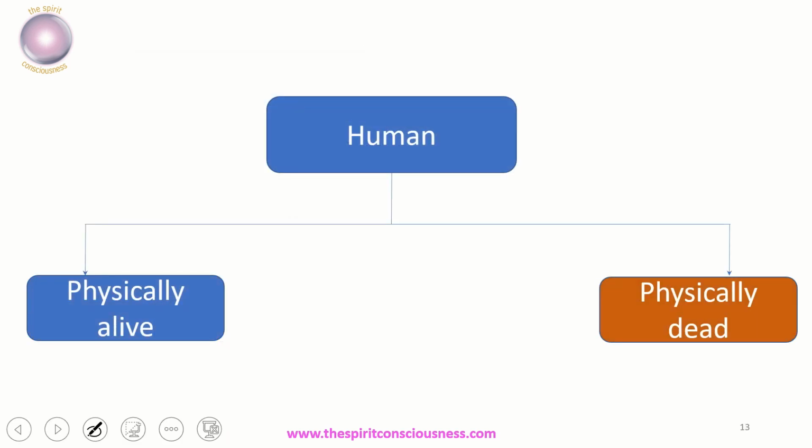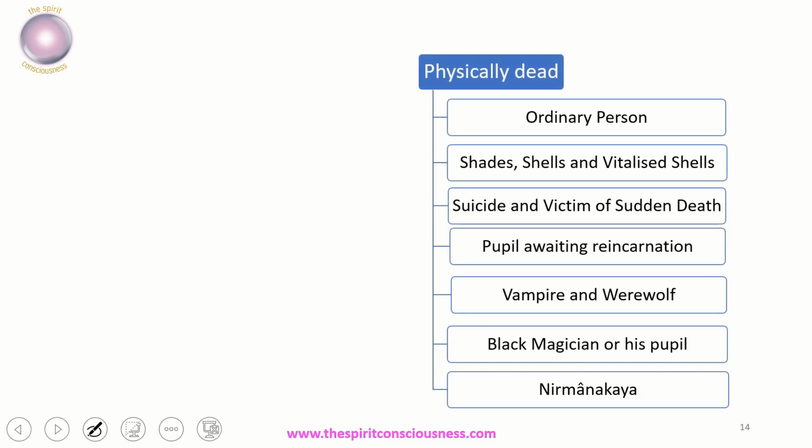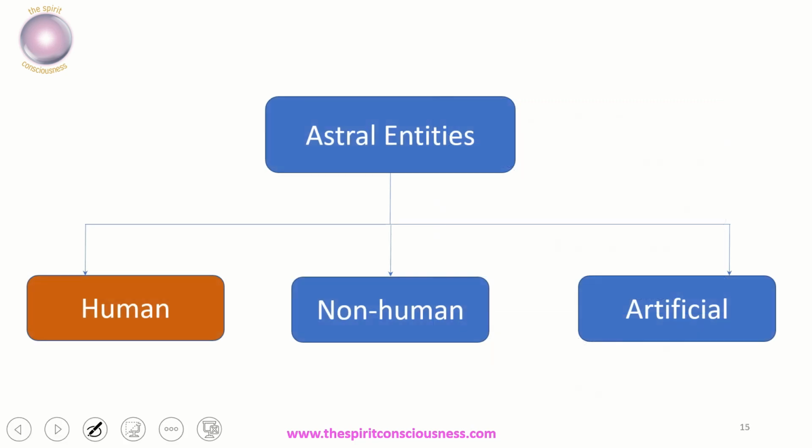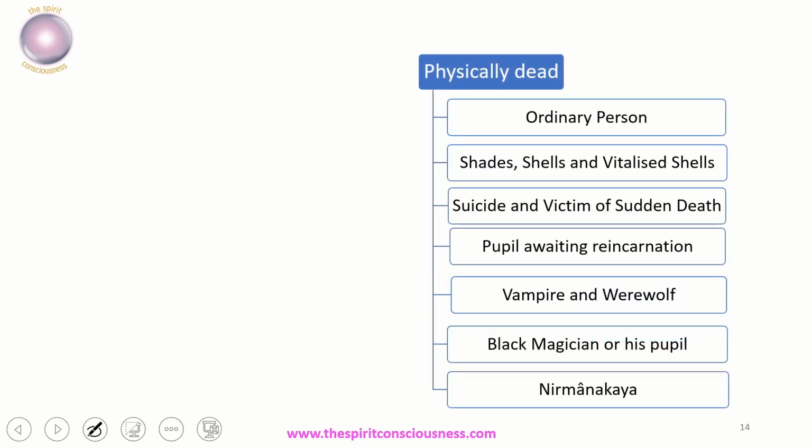Then within the human astral entities, you have the physically dead entities. Which could be again the ordinary person. It could be shades, shells, and vitalized shells. This is a very interesting one. One must stay tuned for that. You'll have the suicides and the victims of sudden death. You will have a pupil awaiting reincarnation. You will have the vampire and the werewolf, and you have the black magician or his pupil, or you will have the Nirmanakaya.